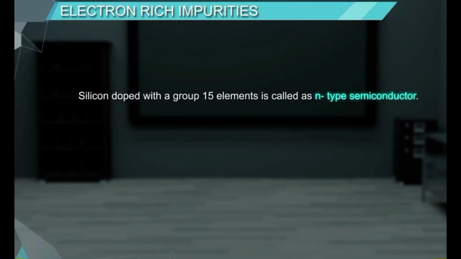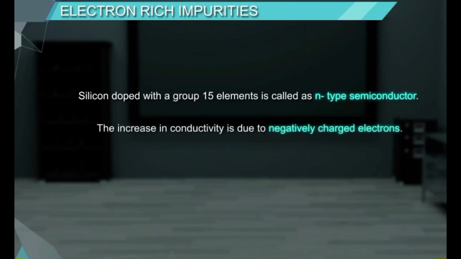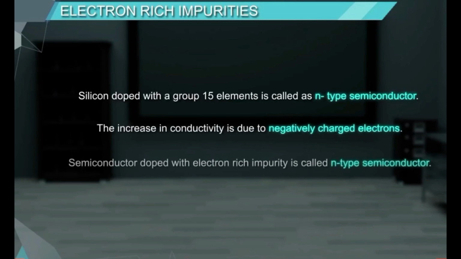Silicon doped with the group 15 elements is called an n-type semiconductor. The increase in conductivity is due to negatively charged electrons. Therefore, a semiconductor doped with electron-rich impurity is called an n-type semiconductor.